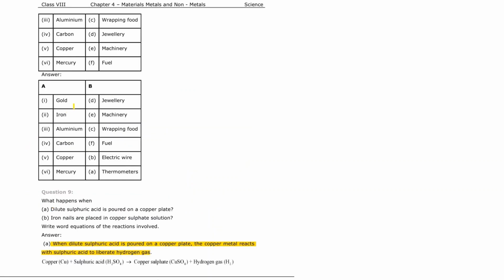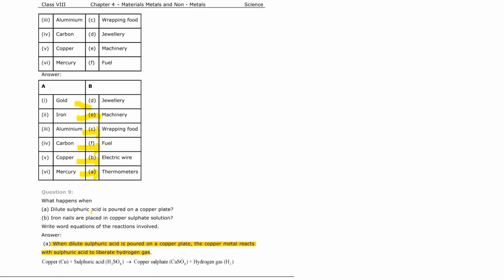Now the match the column is there. Gold is used for jewelry, iron is used for machinery, aluminium is used for wrapping food, the aluminium foil, carbon is used as fuel, the coal, and then copper is used for making electric wire, because of its ductility. Mercury is used in the thermometer, as mercury is liquid at room temperature.